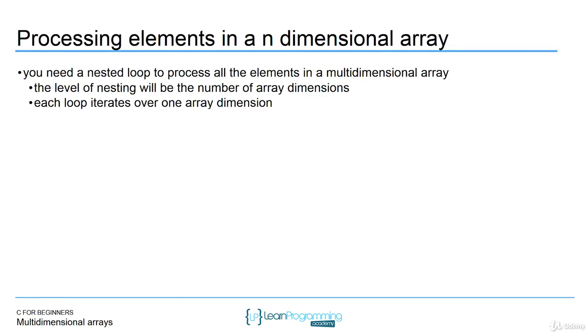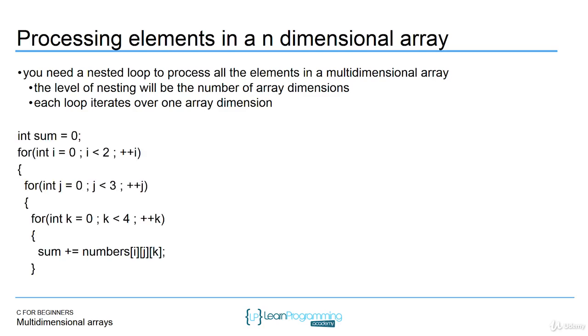When you want to process the elements in a multi-dimensional array, I mentioned you're going to use nested loops. Again, it's going to correspond directly to the number of dimensions. And each loop is going to iterate over 1 array dimension. So it's going to look something like this. This is an example of a 3-dimensional array. You have an outer loop, and then you have 2 inner loops.